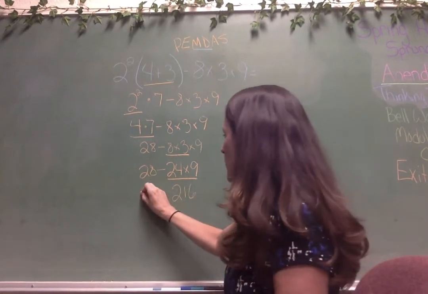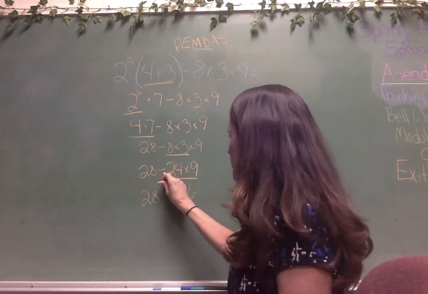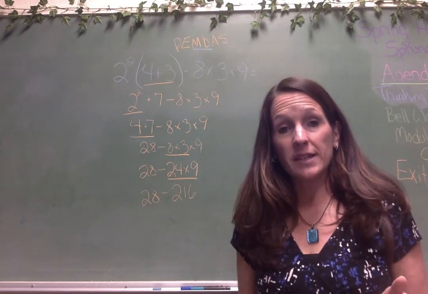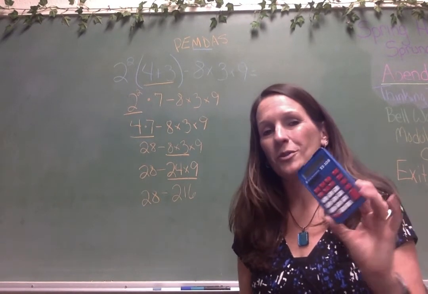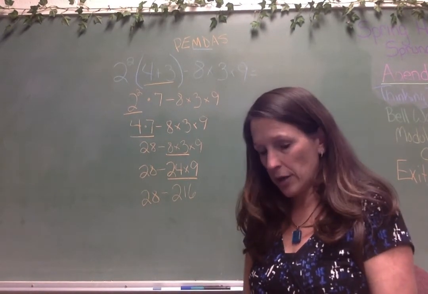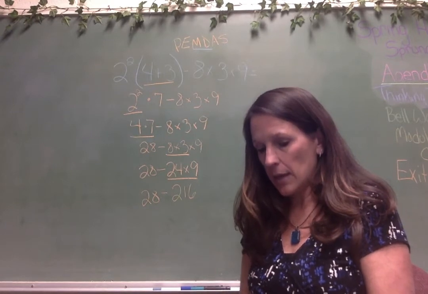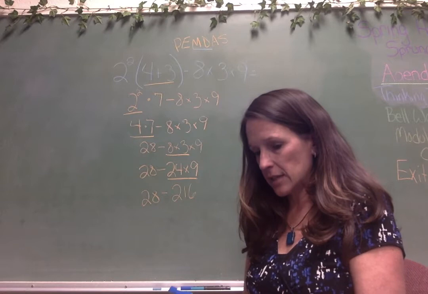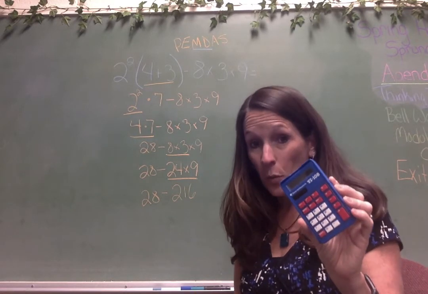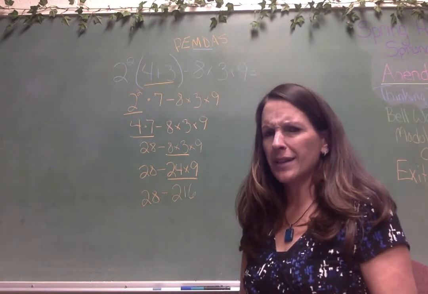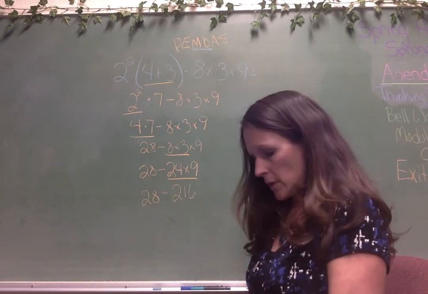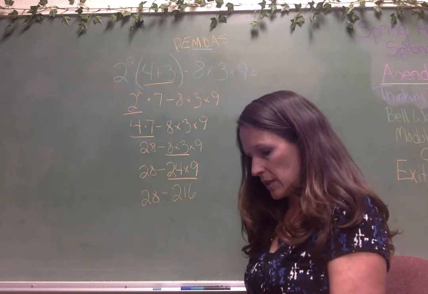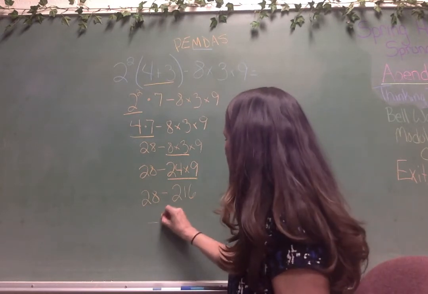I didn't touch my 28. I didn't touch my subtraction. And all of a sudden, I'm down to one problem. You can do this on a paper, or once again, you can use your calculator. Let's just use your calculator. 28 minus 216 equals negative 188. Let's do it again to make sure we get the right answer. 28 minus 216 equals negative 188.